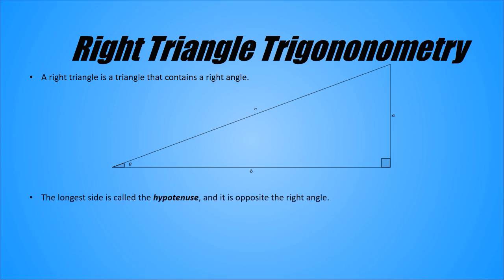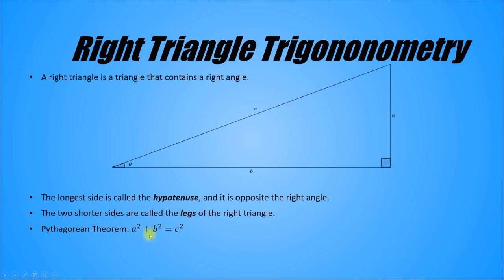The longest side is called the hypotenuse, and it's the side that's opposite the right angle. So that's this guy here that I've labeled C. The two shorter sides, labeled A and B, are called the legs of the right triangle. And the lengths of the legs and the hypotenuse are related via the Pythagorean theorem: a squared plus b squared equals c squared in this notation that I've used here. The three trigonometric functions that we'll be looking at in this video are the sine, cosine, and tangent functions. There are three more trigonometric functions, but we won't need those here today.